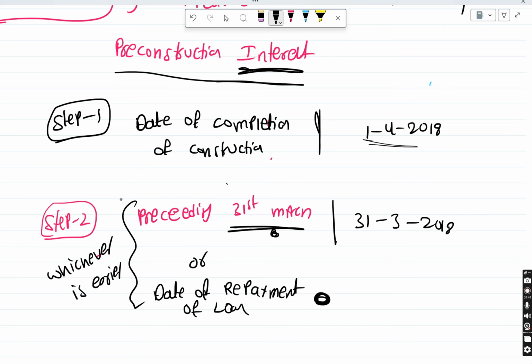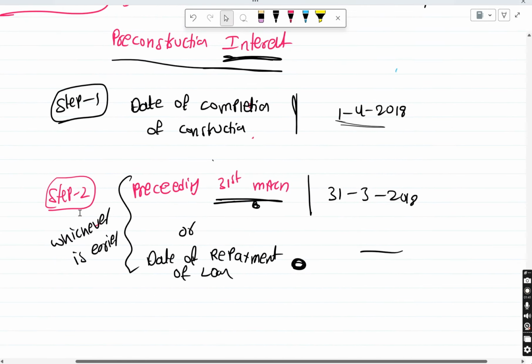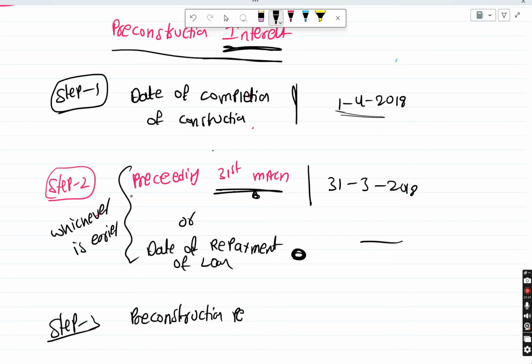If it is given in the question. Let's just say it is not given in the question. Most of the questions they won't give; they will mention that you did not repay. Okay, date of repayment of loan. Then in step 3, this is easy, you will find something called the pre-construction period. See, step 1 and step 2 we have done to find out what the pre-construction period is.